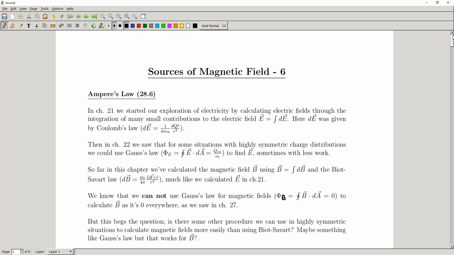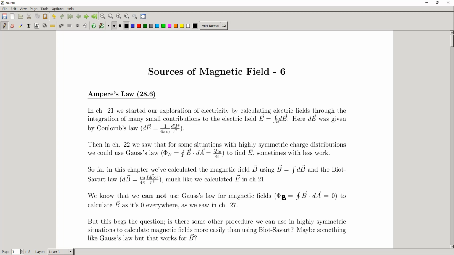Okay, so to set the stage here, let's think back to some of the work we did in the course already. In chapter 21, we started off looking at electricity. We wanted to calculate electric fields, and the way we did that was we said the full electric field at a certain point is going to be equal to all the tiny little contributions of electric field from all the charges around that region. So we did this integral over all the different infinitesimal charges, and then we got the full electric field at some point.